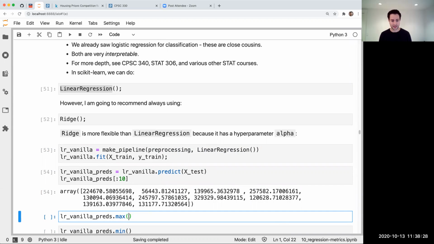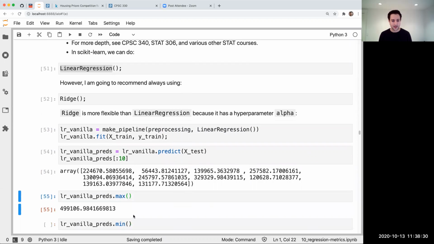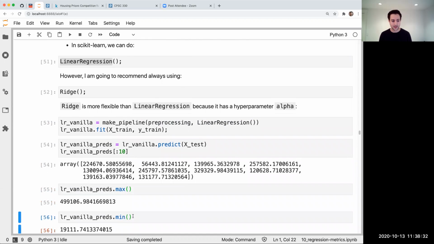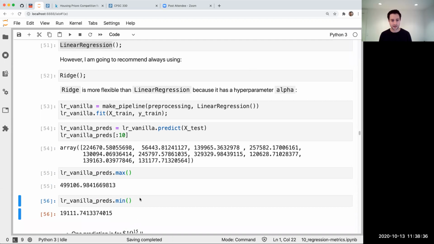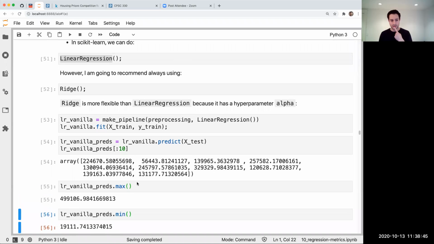I'm going to look at the biggest prediction. Ugh. Why is that happening? That is strange.